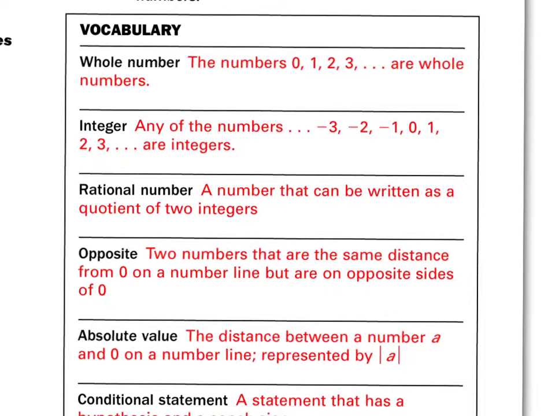An opposite. The definition of an opposite is two numbers that are the same distance from 0 on a number line, but are on opposite sides of 0. So -3 and 3 are opposites.